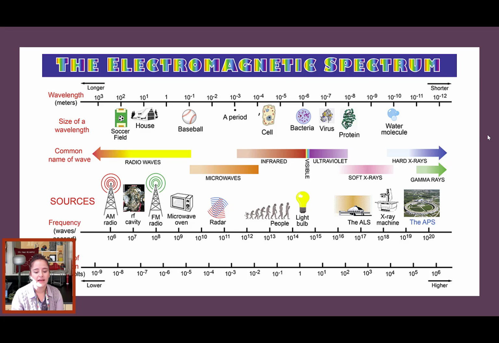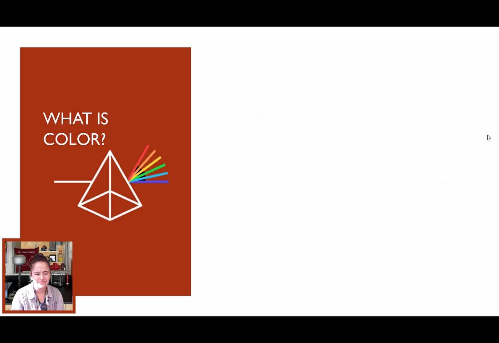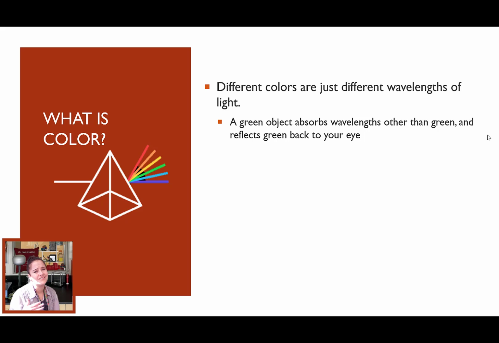So let's go ahead and talk about color. What's color? Different colors are just different wavelengths of light. They have different amounts of energy. An important thing to note about this is that something is green because it absorbs wavelengths other than green and reflects the green back to your eye. So like this green screen I have behind me, it's not green because it is absorbing all of the green and becoming green. No, it's green because it's reflecting the green back to you. The green is what it is giving to you so your brain can absorb that information. Okay, cool? Okay, cool.